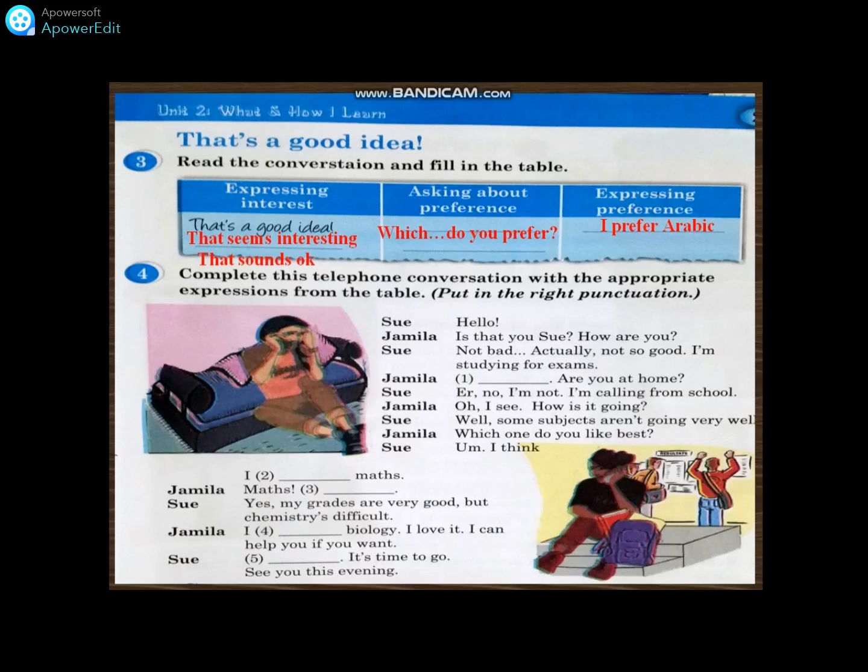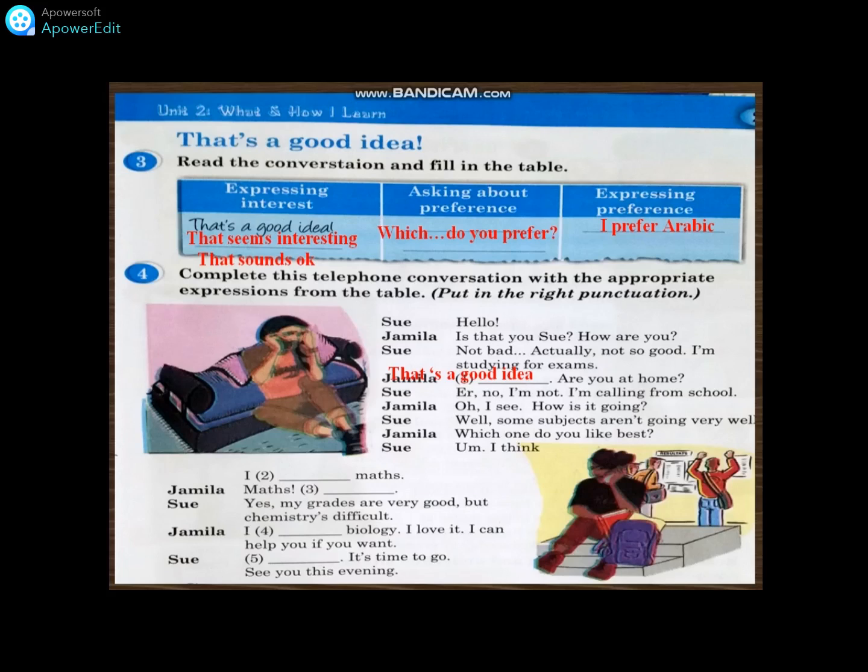So here, I'm studying for exams. So what expression are you going to use? Of course, that's a good idea. Great. That's a good idea. Are you at home? No, I'm not. I'm calling from school. Oh, I see.